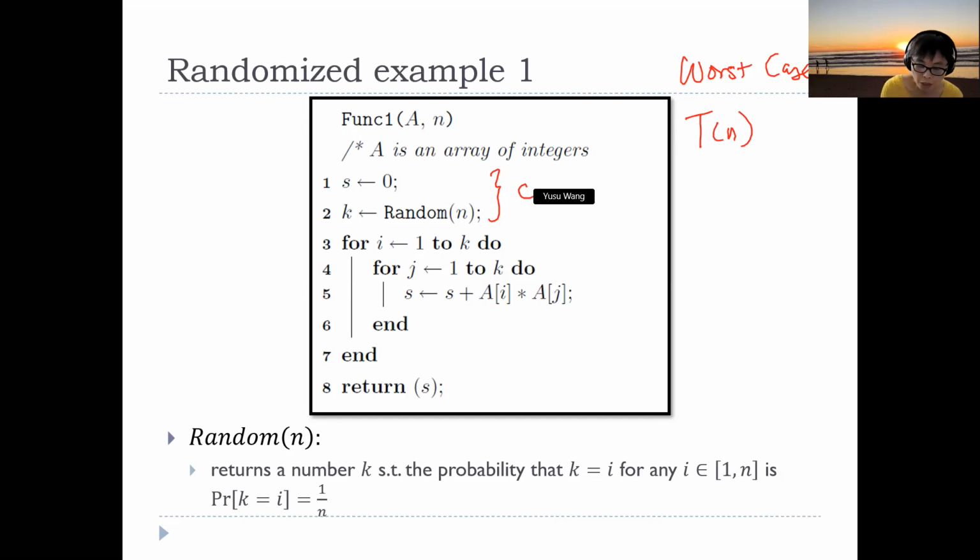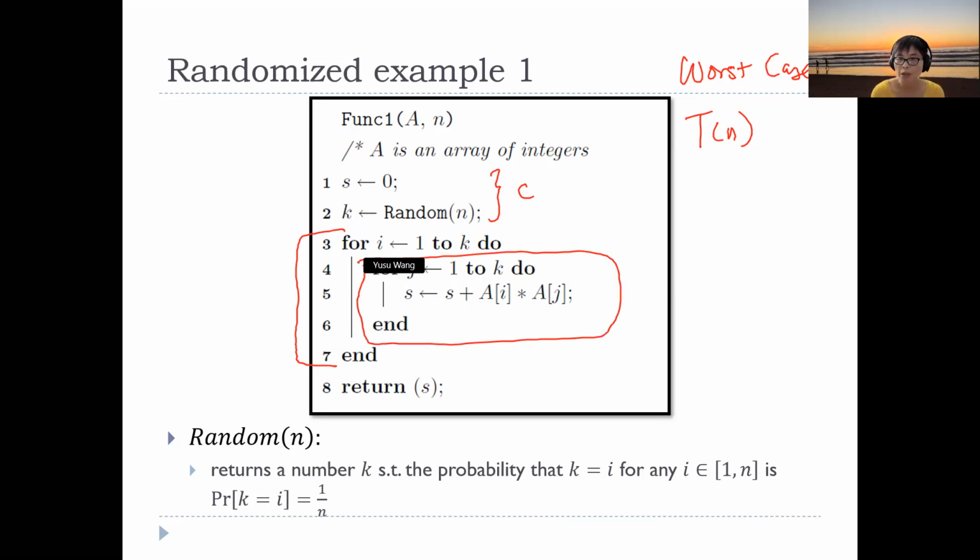Okay, then we come to this for loop. Note that the for loop is a nested loop. What is the inner running time of this for loop? Note that this is basically constant times the number of iterations here. But this number of iterations actually depends on k, the value of k. So what we figure out is that this part runs in constant times k time.